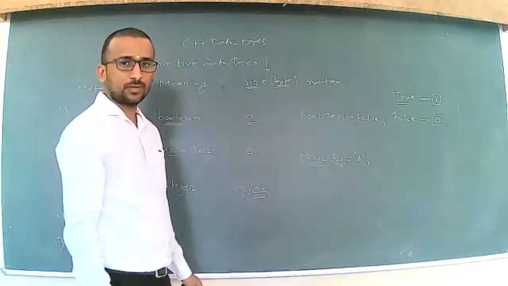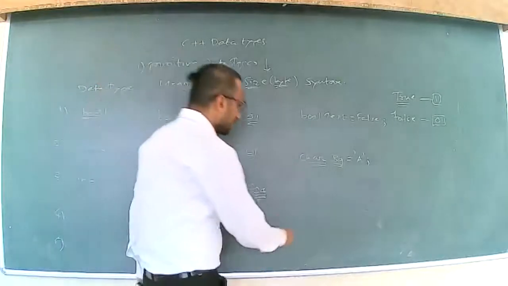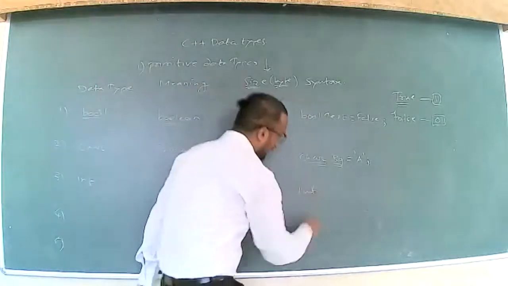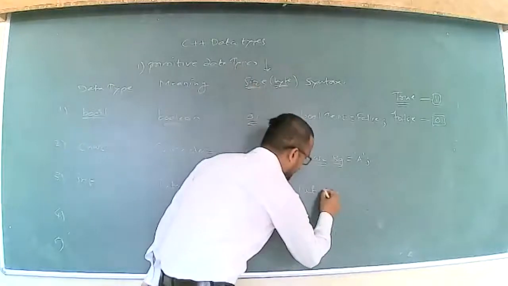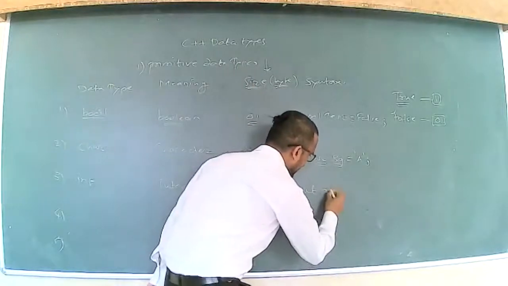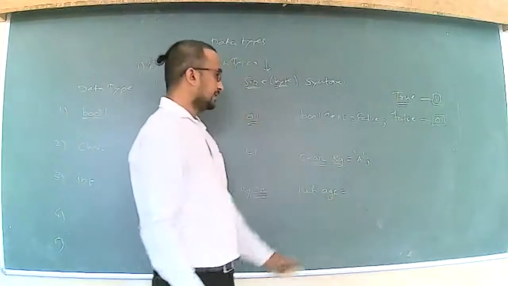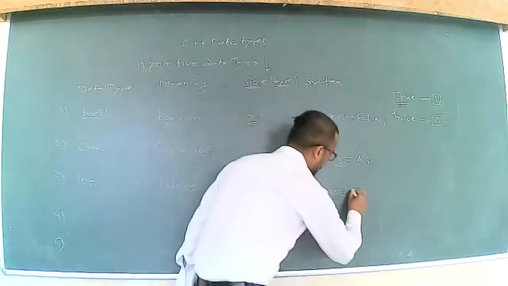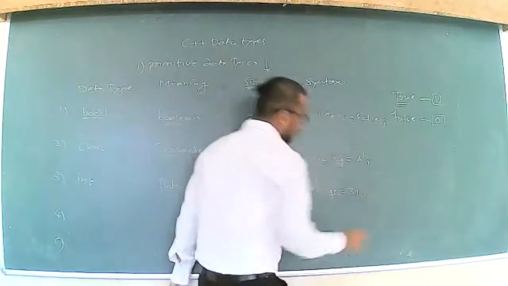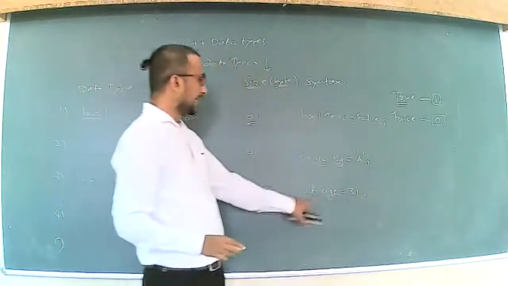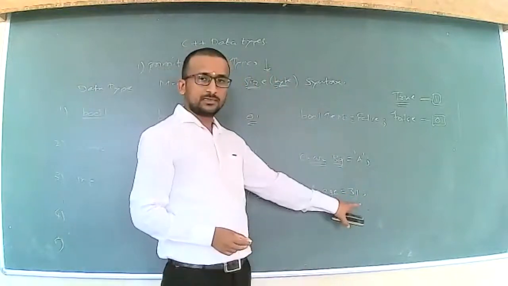Then what will be the syntax? The syntax will be integer, let's say age. Integer age, age equal to, suppose 31.